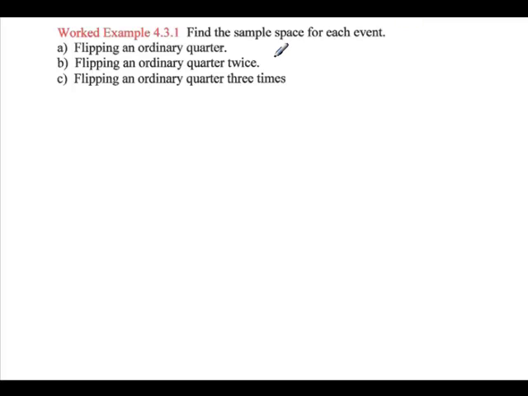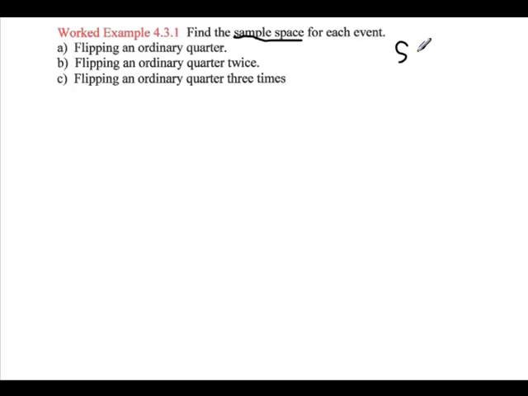Find the sample space for each event. A. Flipping an ordinary quarter. Sample space just means the list of all possible outcomes. So sometimes it's easy and other times it's not. Either which way, a tree diagram will help us out.